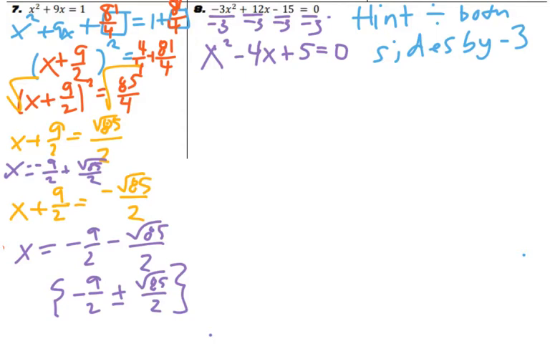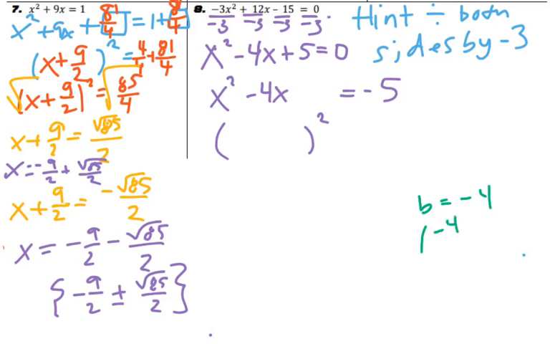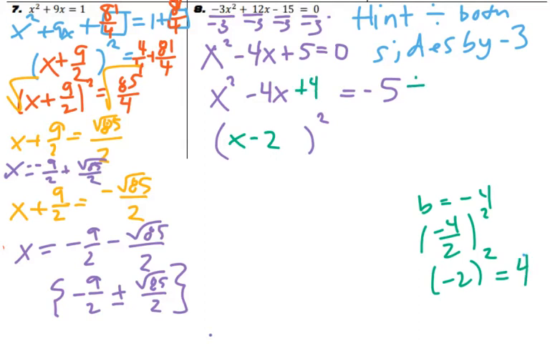Now this problem really doesn't look so bad. I'm going to move my 5 to the other side, so I'm going to subtract 5 on both sides. And now I need to figure out what value I need to add on both sides so that I have a perfect square on the left. So I'm looking at b is equal to negative 4. I'm going to take half of negative 4 and square it. Half of negative 4 is negative 2, so inside I'm going to have x minus 2 squared. Negative 2 squared is positive 4, so I'm going to add 4, and I'm going to add 4. And if I add negative 5 plus 4 on the right, I get negative 1.